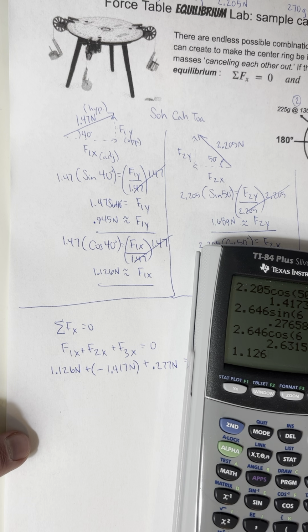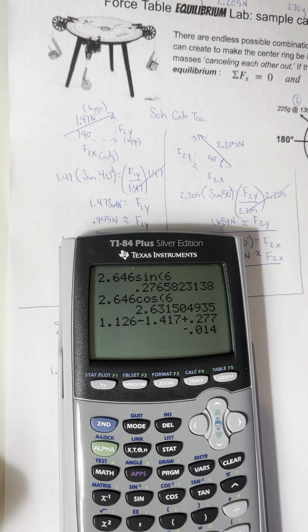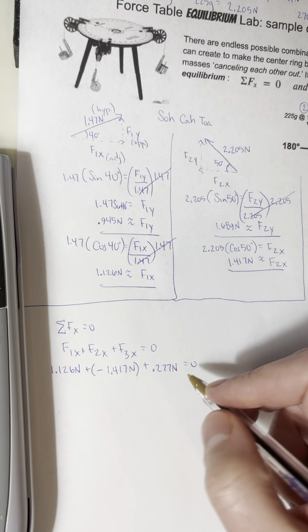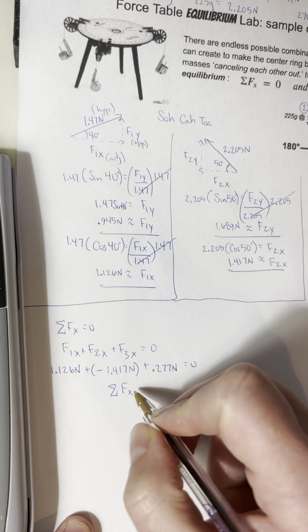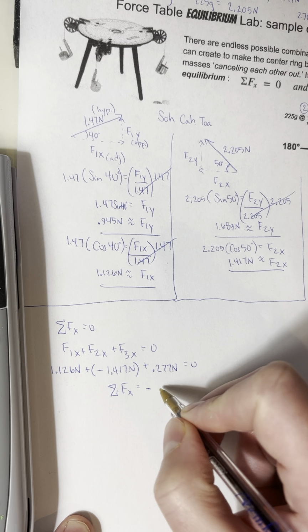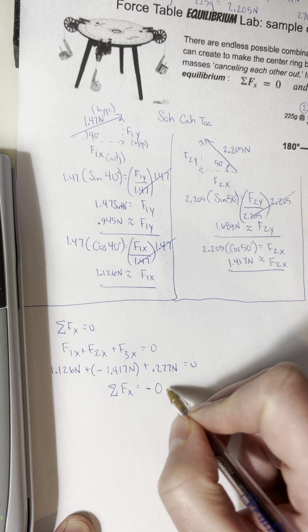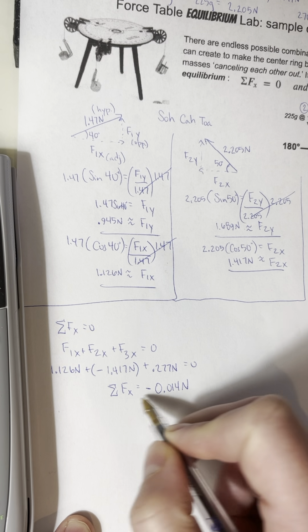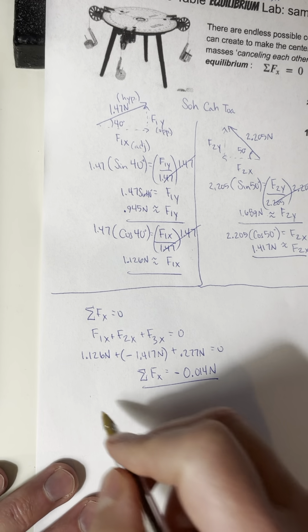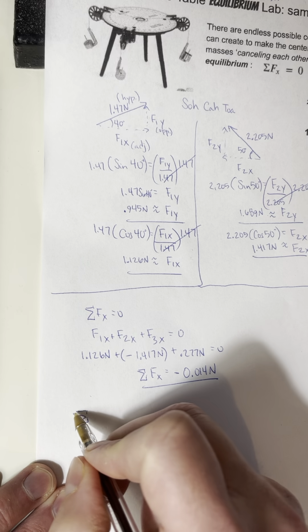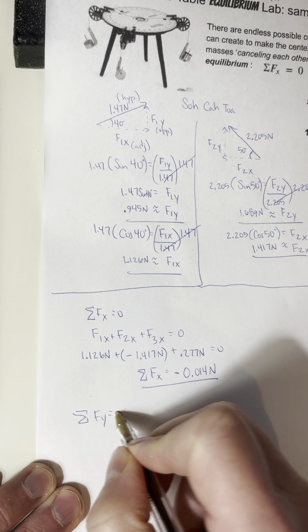1.126 plus negative, or just minus, 1.417 plus 0.277, and we get negative 0.014 newtons. So the sum of the forces in the x direction, which theoretically should equal 0 because we created equilibrium, we got negative 0.014 newtons. Very close to the 0 that we expected. So now let's take a look at the sum of the forces in the y direction. Again, those should equal 0.